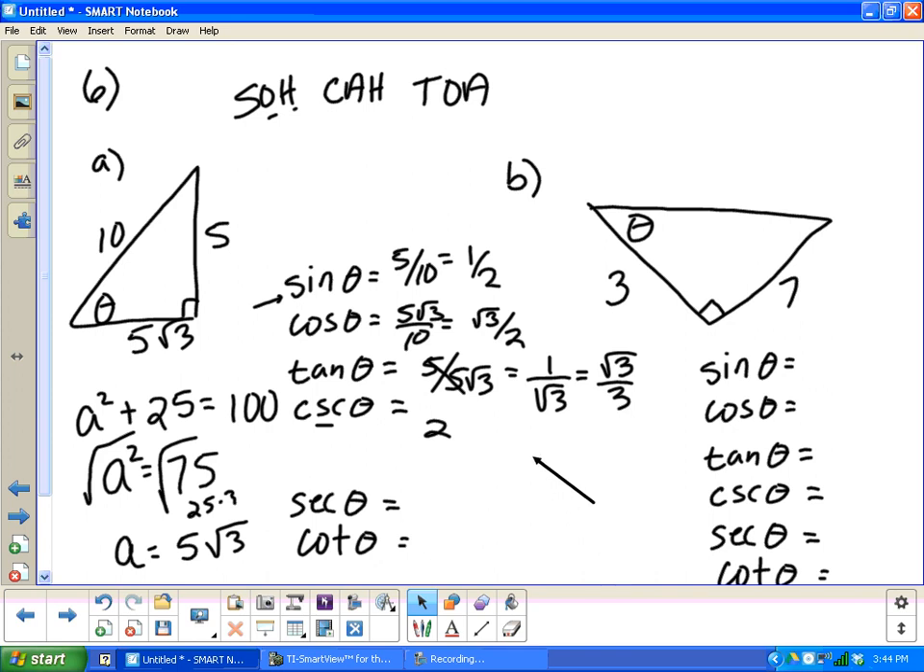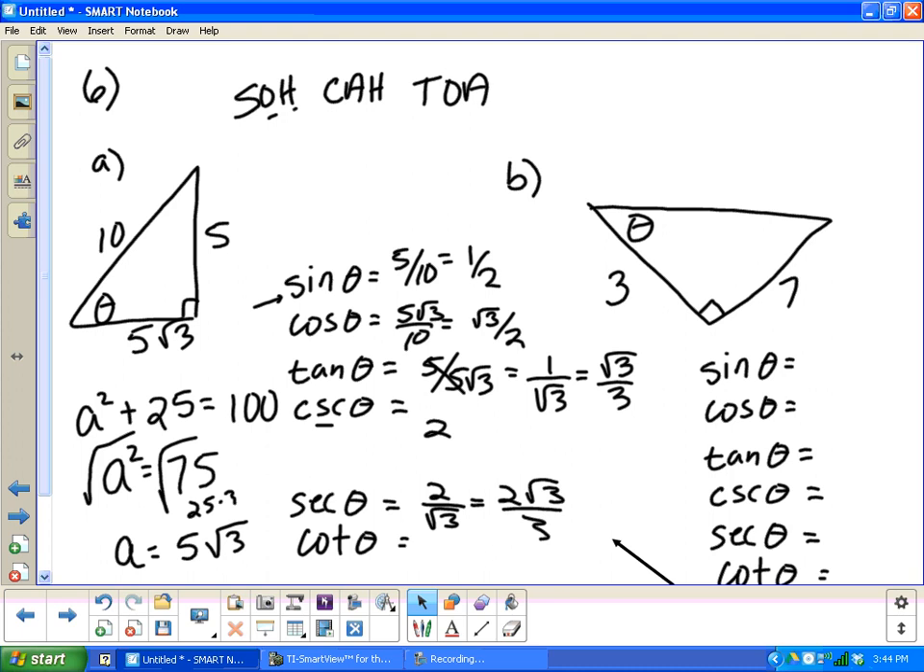And since cosine was square root of 3 over 2, secant would be 2 over square root of 3. Now, to put that, though, we're going to have to rationalize. So that would give me 2 square roots of 3 over 3 if we rationalized it.